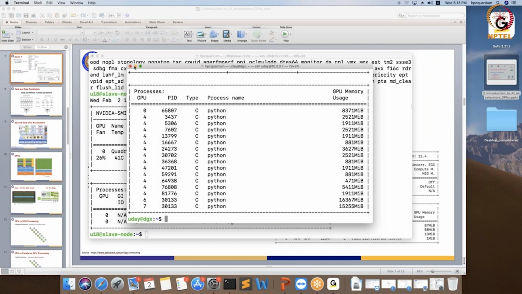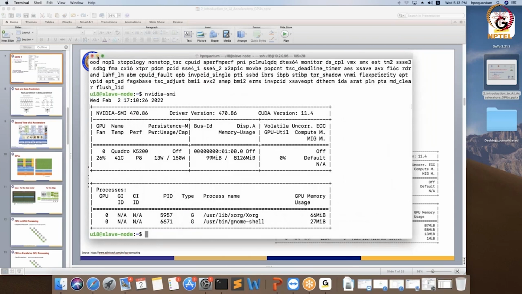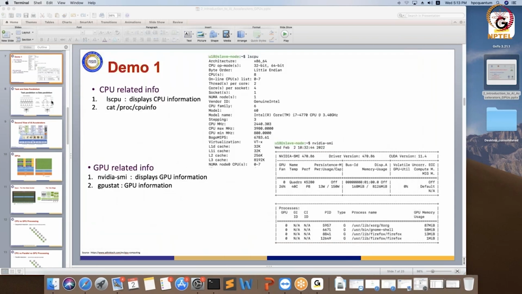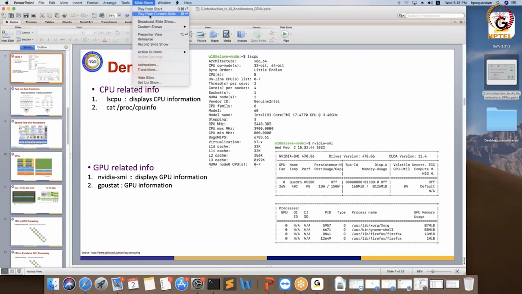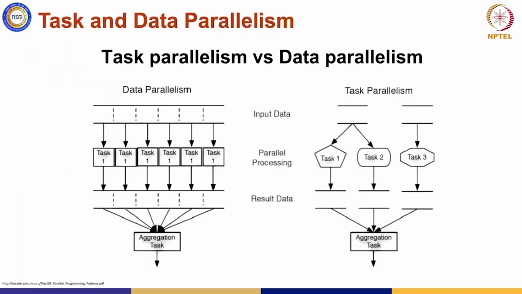So now let us go to the next slide, which talks about the parallelism I had just mentioned. I had talked about task parallelism as well as data parallelism. Let us try to understand it in brief. When you talk of data parallelism, the data is split into various parts and given to various tasks.